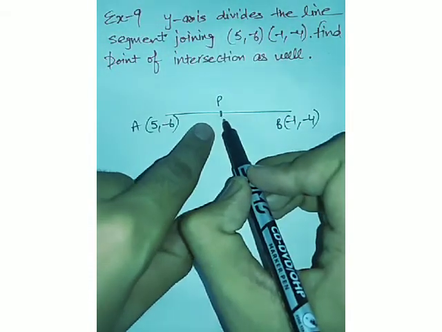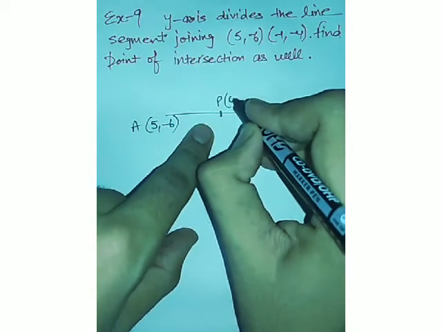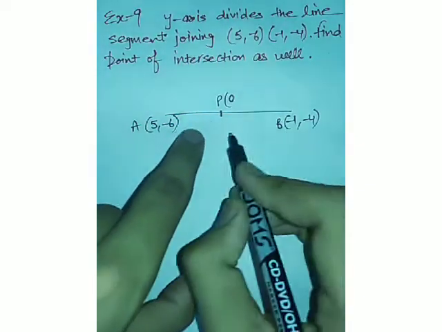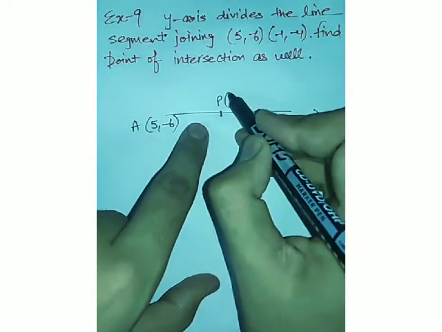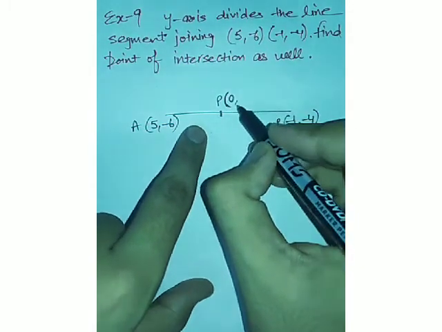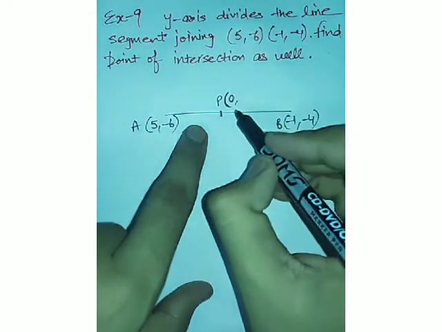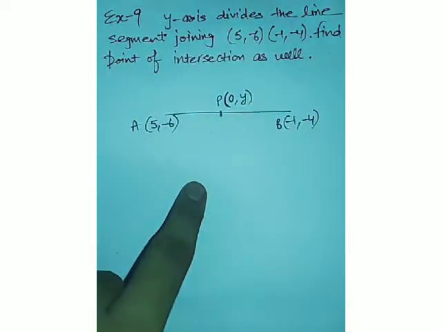Now the point is clearly lying on the y-axis, so its x coordinate will be 0. It is very clearly explained in my previous series of class 9 on linear equations. So if you are not familiar with this concept, you can go and watch those videos. So the x coordinate will be 0 and let the y coordinate be y only.